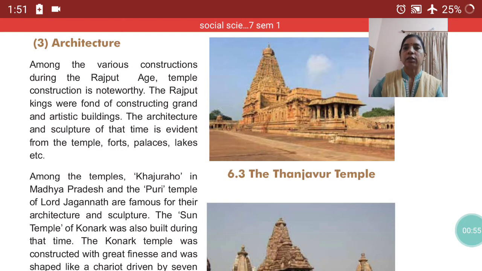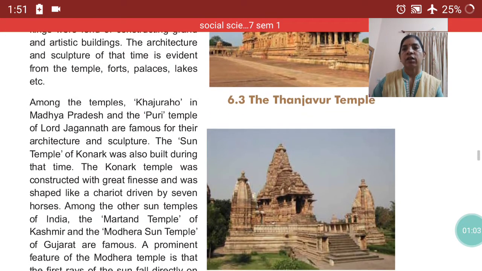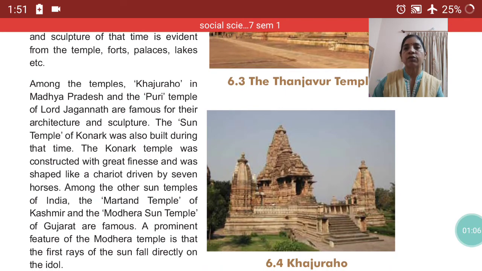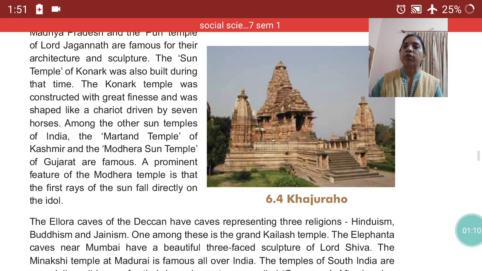Among the temples, Khajuraho in Madhya Pradesh and the Puri temple of Lord Jagannath are famous for their architecture and sculpture. The Sun temple of Konark was also built during that time. The Konark temple was constructed with great finesse and was shaped like a chariot driven by 7 horses.